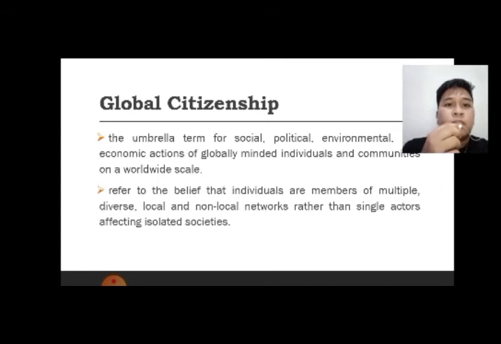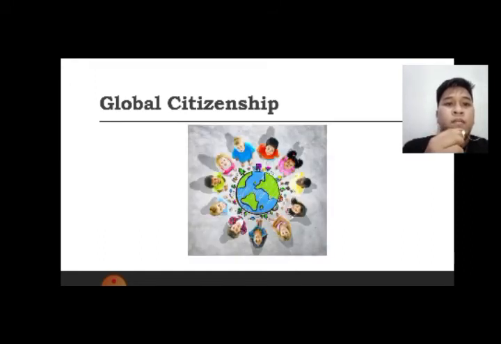Global citizenship: the umbrella term for the social, political, environmental, and economic action of globally minded individuals and communities on a worldwide scale. It can also refer to a belief that individuals are members of multiple diverse local and non-local networks rather than single actors affecting isolated societies.